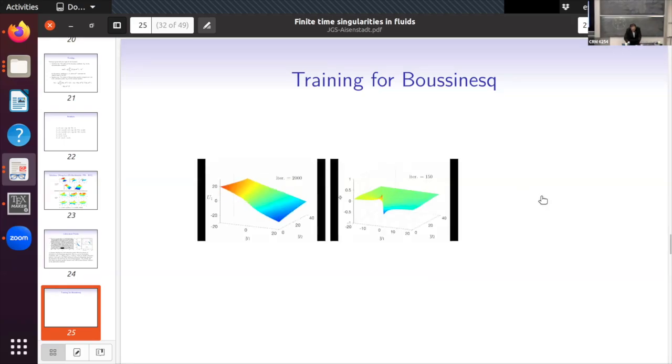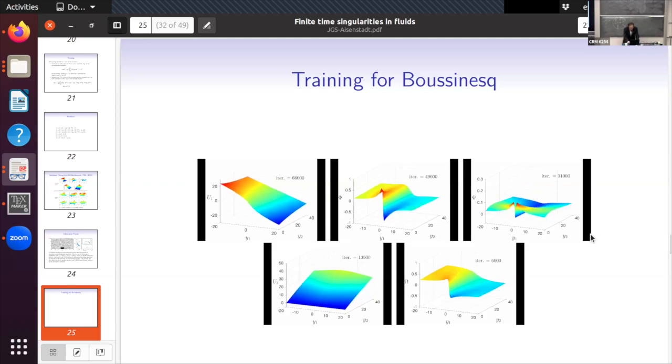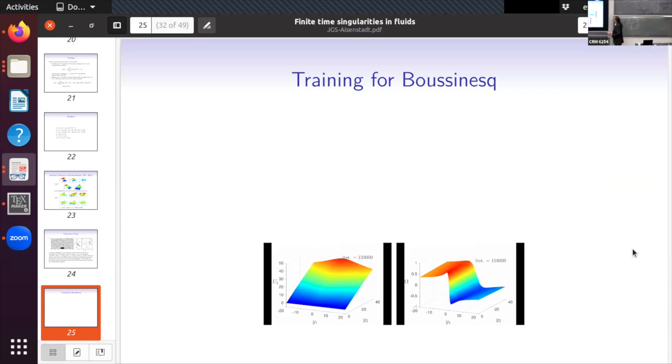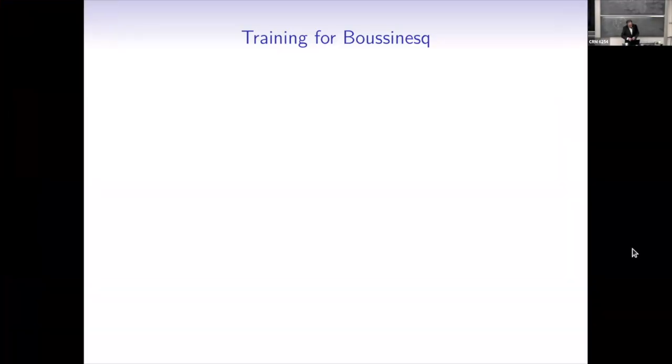Okay, maybe I can show a few pictures of how the training looks throughout the iteration. You see a lot of wiggling in the beginning. This corresponds to the Adam phase. And then once the L-BFGS kicks in, it's really imperceptible for the blocks.